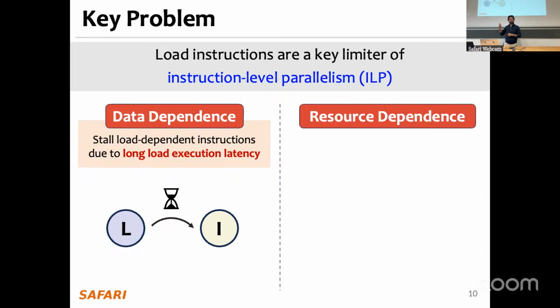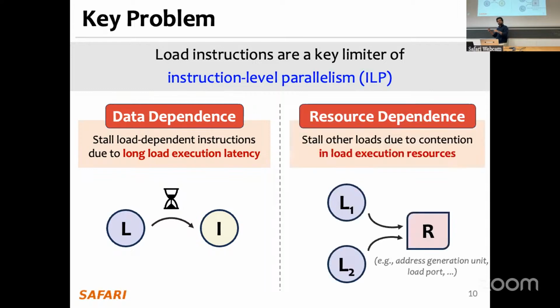Then we have resource dependence, which means that a load instruction stalls other load instructions due to contention in pipeline resources. For example, think of address generation units: there is a hardware unit that generates the address of the load instruction. Then you have load ports, which actually execute the load and access the memory and cache structures, and so on. All of these resources are heavily contended across load instructions, and that creates this resource dependence.